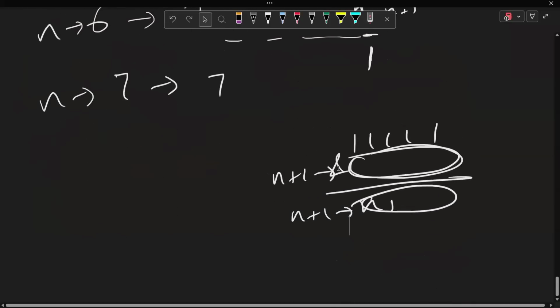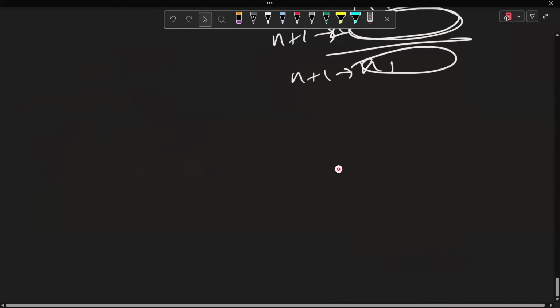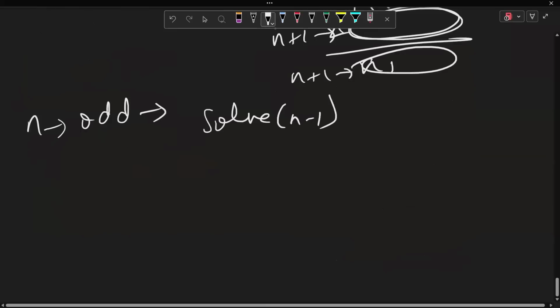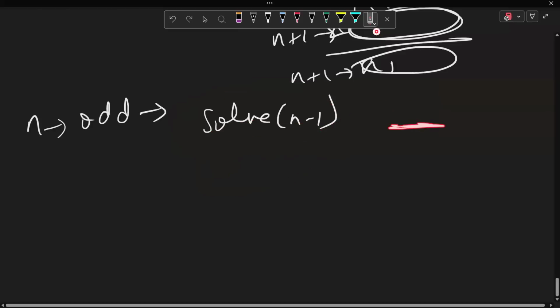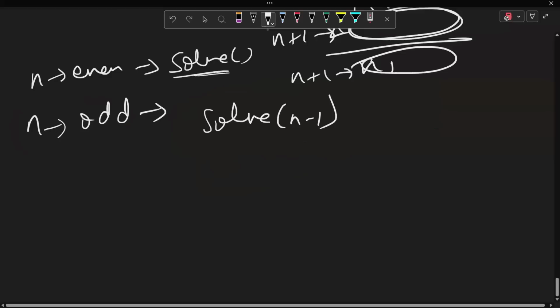Now let's try to solve the problem for the even case only. What I told you is if n is odd, then I would solve the problem for n minus 1, which was an even number. Whatever permutation you get, to that just append n. So n minus 1 would have a permutation from 1 to n minus 1. In that, if you just append n, that would be your answer for the odd case. So for the even case, you just need to write this solve function.